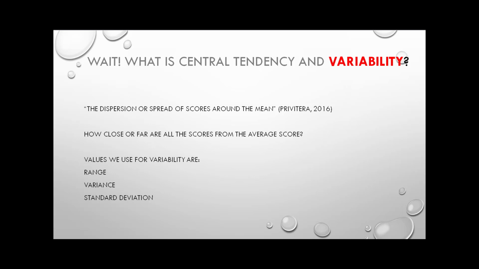There is also variability that we need to look at with our central tendency and variability question, and it's the dispersion or spread of scores around the mean. It's how close or far all the scores are from the average score, and we use 3 measures of that: the range, the variance, and the standard deviation. Let's go through those very quickly.